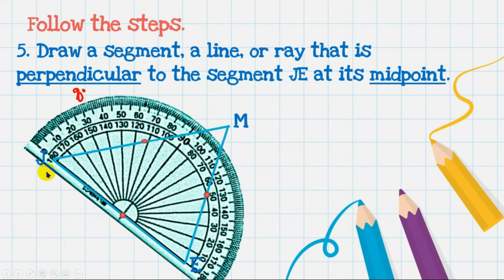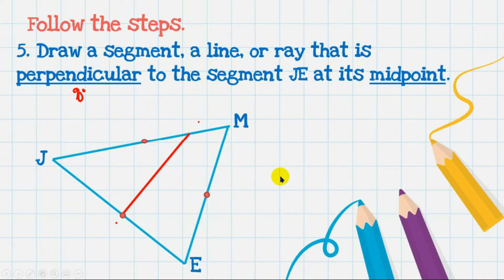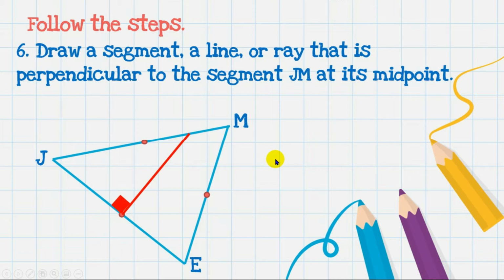Okay, so yung protractor, ilalapat ulit natin siya dun sa side, side JE. And then, yung 90 degrees ay itatapat dun sa midpoint. Okay? So, pag naitapat na, lalagyan na natin yan ng palatandaan, and then kunin ang ruler, tanggalin ang protractor, then draw the line. So, that's the first perpendicular bisector of this triangle. Okay, now let's have our step number 6.